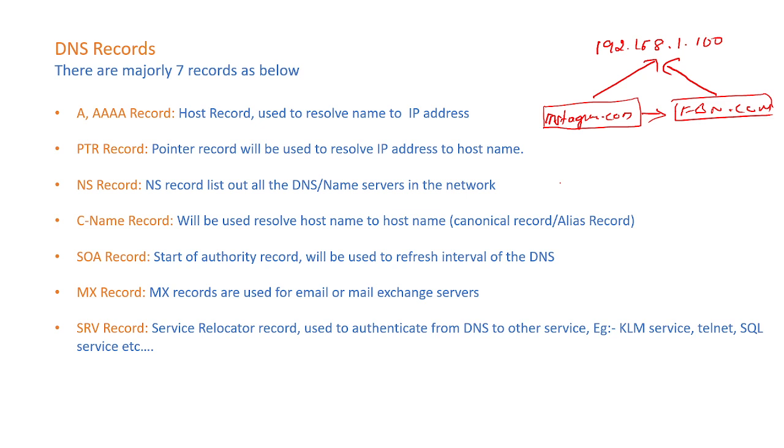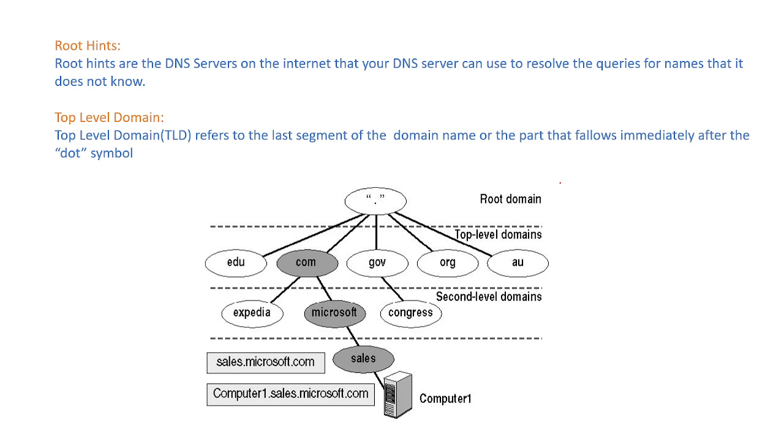There are certain services like KMS, Telnet, SQL services, etc. Those have SRV records created. These are all the seven major records you have in DNS. Very, very important. And the last one is root hints. This is not for you, this is for the other L3s and L4s, but let me give you some hints. There is something called root hints.